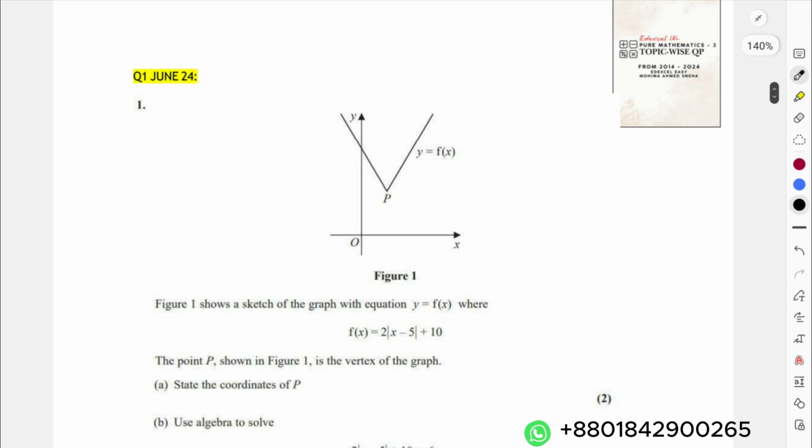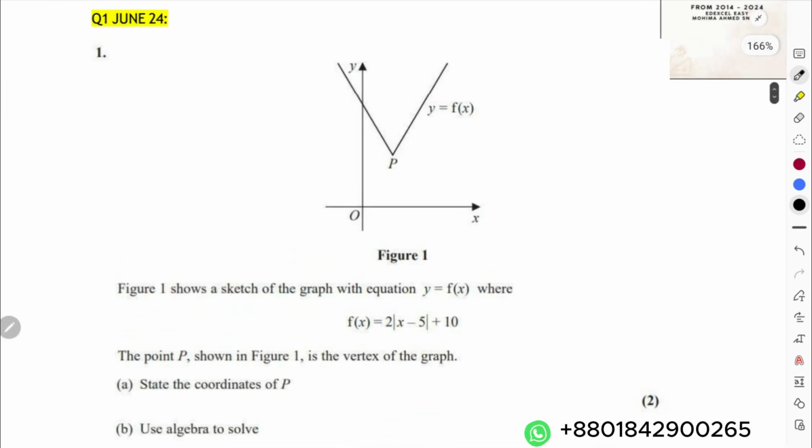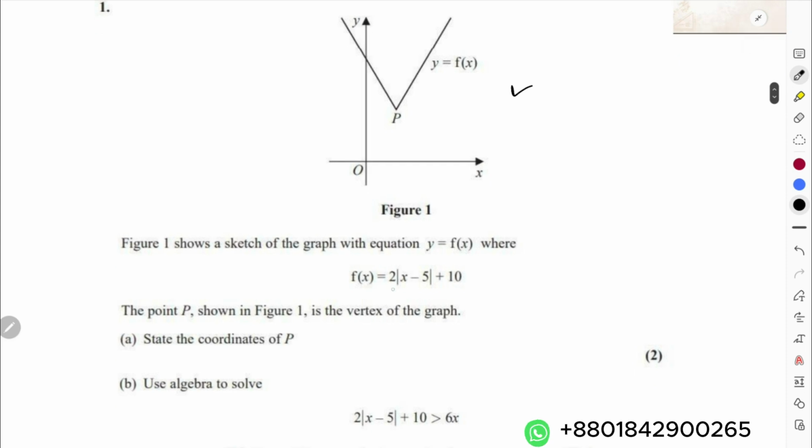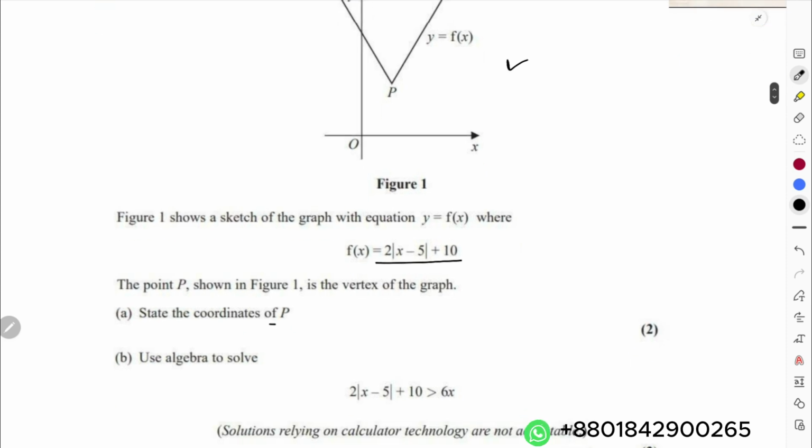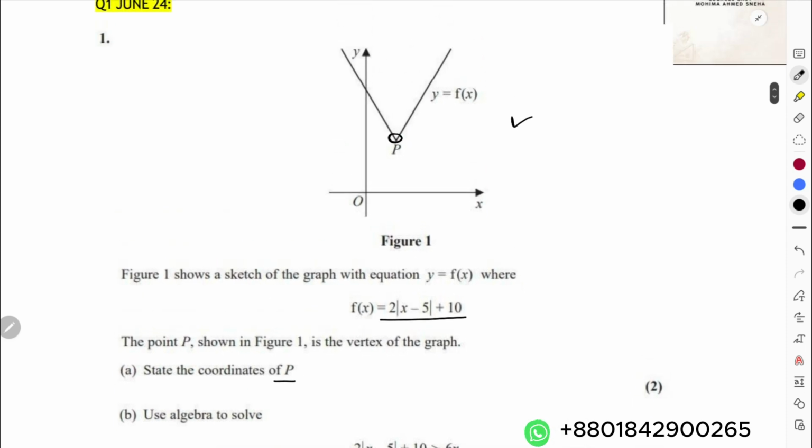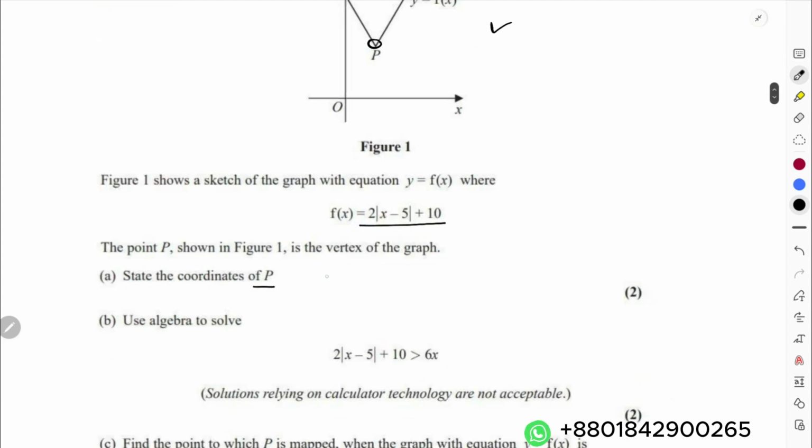June 24 question 1. In this question, they have given you this graph for which the equation is this. Find the coordinate of P. P is the top vertex or the bottom vertex, right? We know at the minimum point the inside of the modulus is 0. So you get x minus 5 equals 0, for which you get x equals 5.